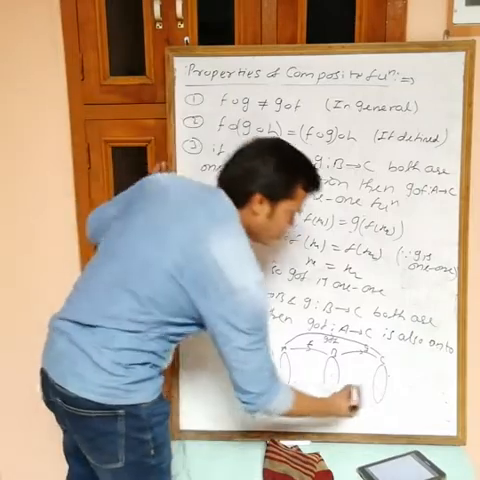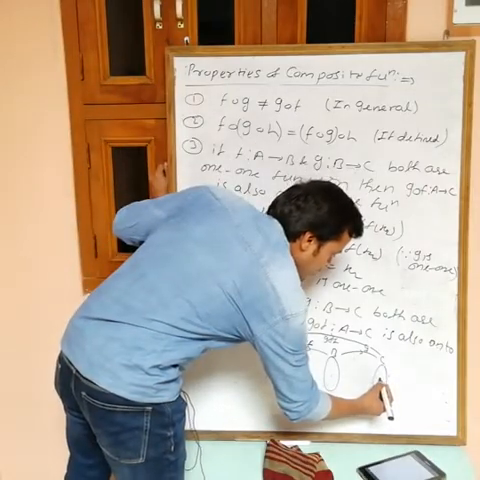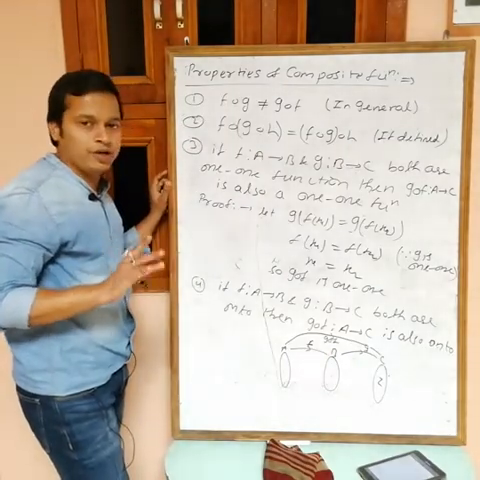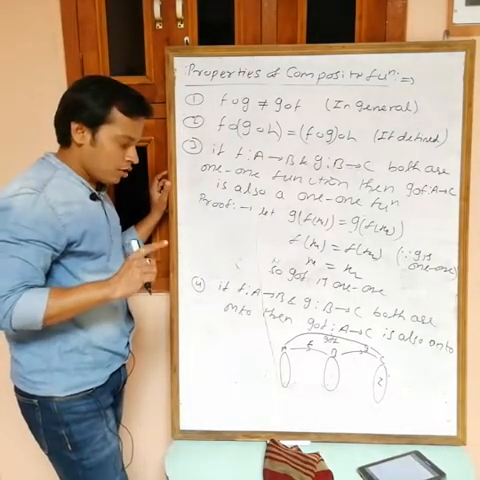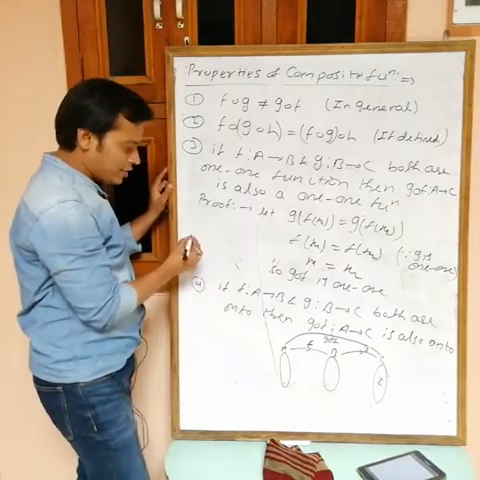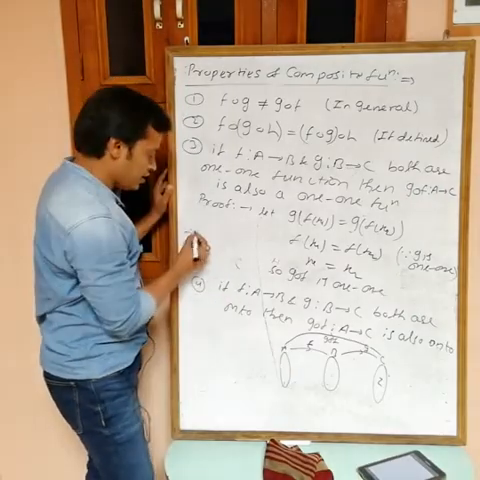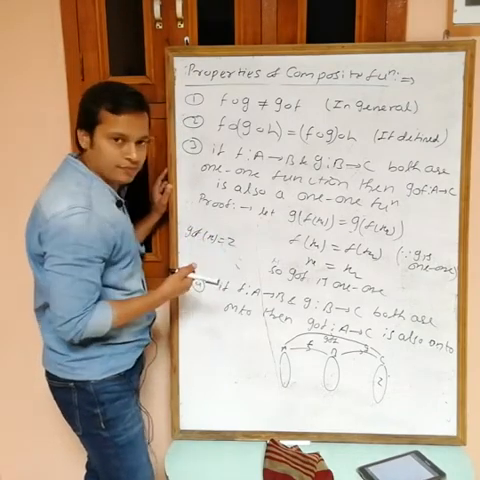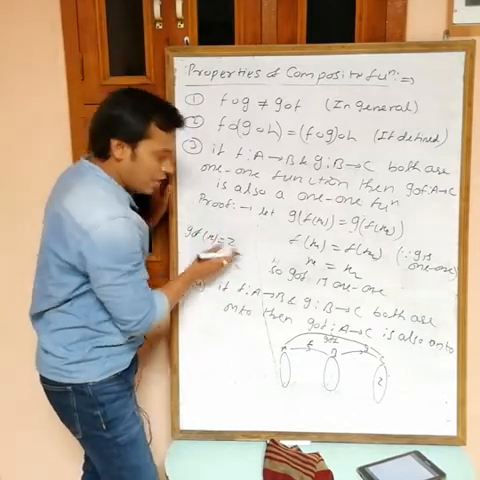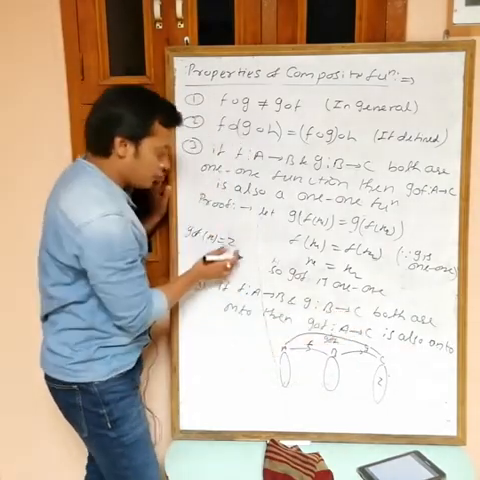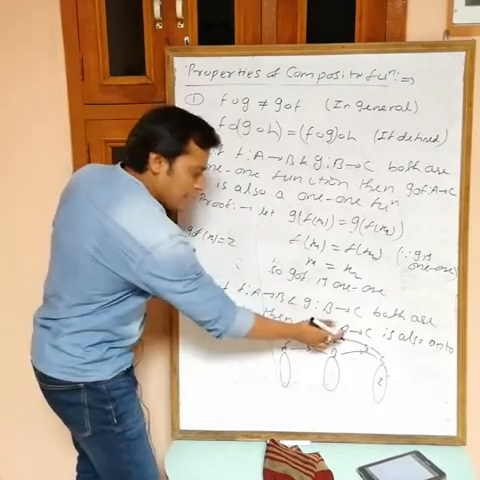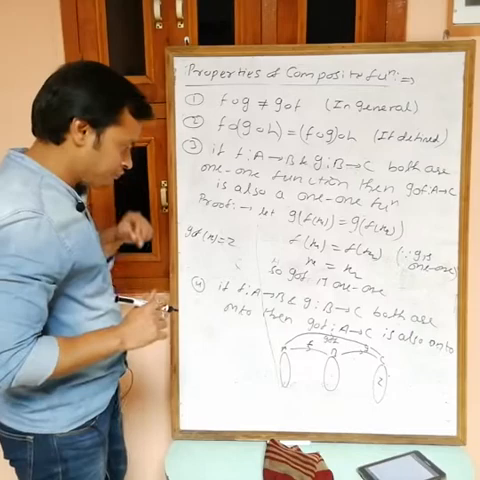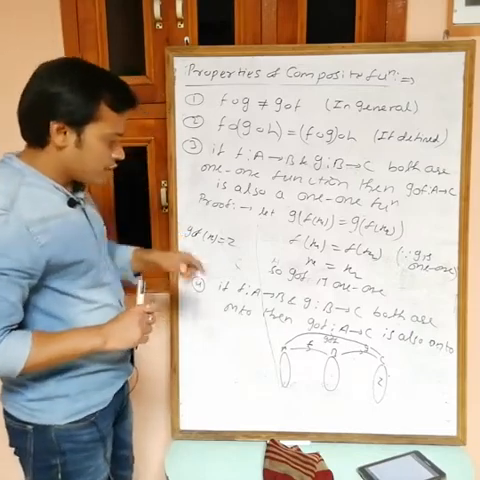So suppose we have any element z in C. Now I have to prove that we have at least one x in A such that g of f(x) equals z. For every element z belonging to C, I have to prove that we have one x in A such that gof(x) equals z, by using the definition. So I assume that z is in C.